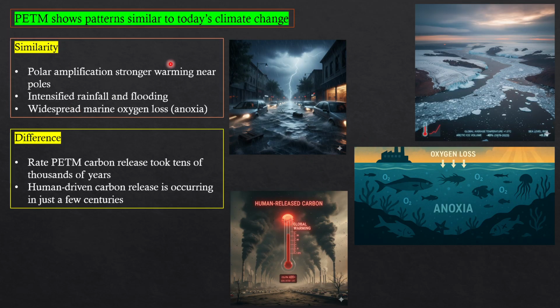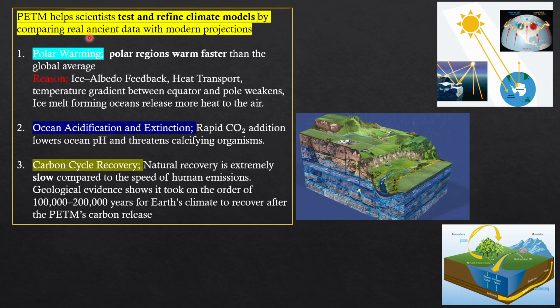The PETM shows similarity to today's climate, like in the polar regions the melting, flooding, and anoxia are present. And the difference is that the rate was very low, but the human derived carbon release is very high. This helps scientists to see the PETM and to compare real ancient data with modern. So you can see the polar warming. At that time all these effects were going on, due to which the event started. Still these events are now starting.